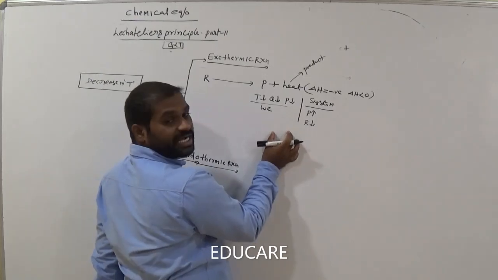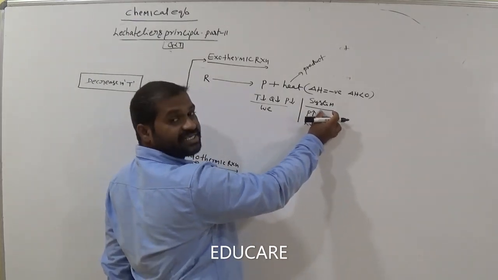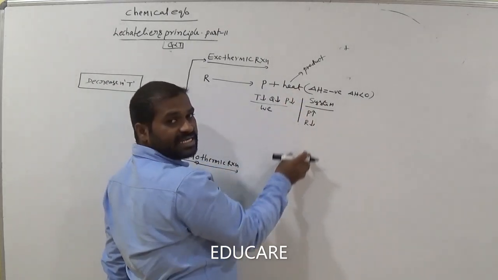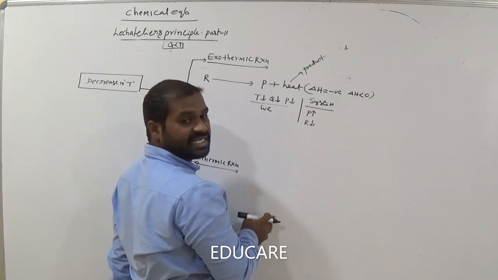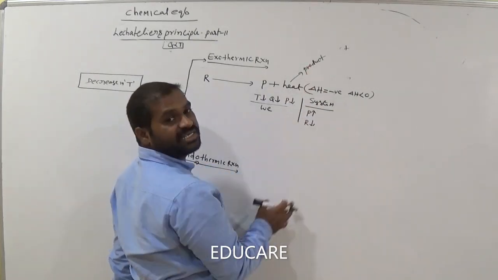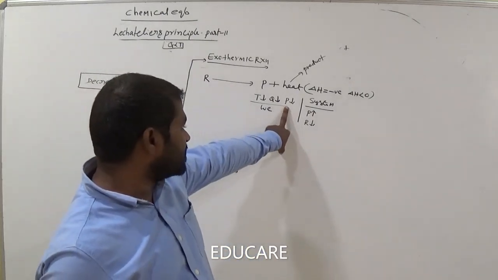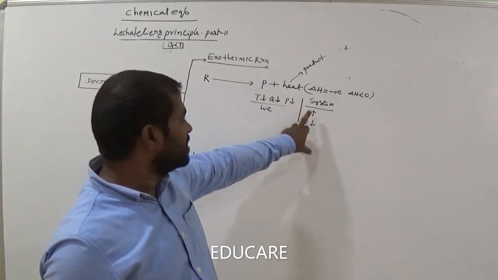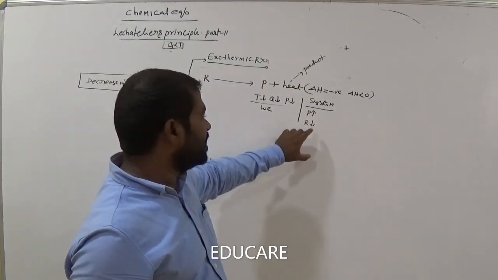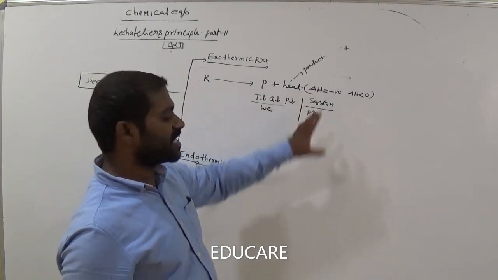Now we decrease the product concentration. Now the system tries to increase the product concentration at this side. That means it tries to decrease the reactants concentration. When the reactants concentration decreases, automatically the product concentration is high. Here we decrease the product concentration, and the system tries to increase the product concentration at this side. That means now the system tries to decrease the reactants concentration. Then only the product concentration is high.